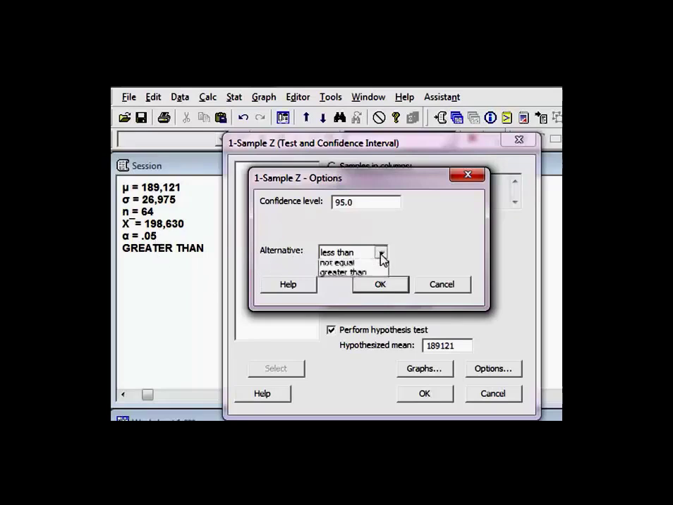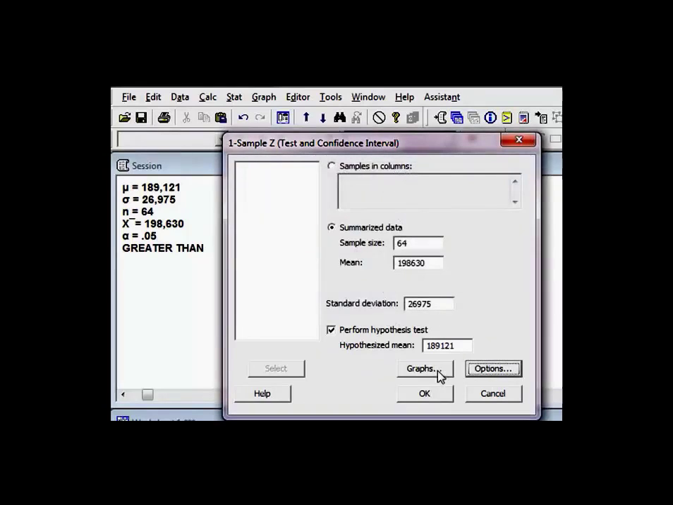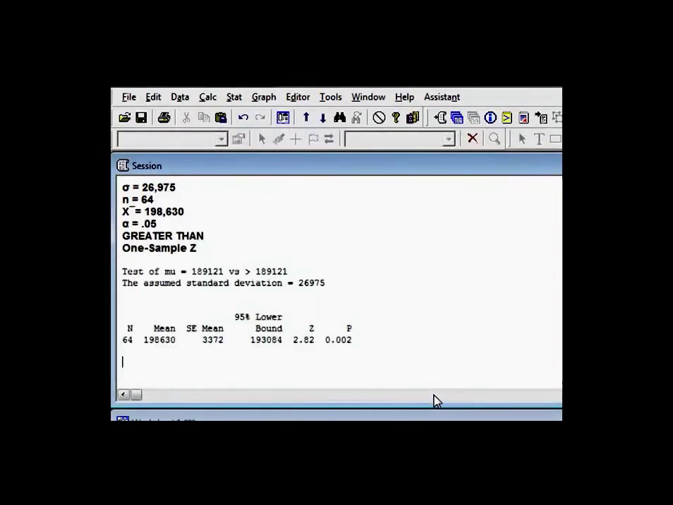And then I have to pick my alternative. This is the symbol out of your alternative, or HA, in your hypothesis test. And I said that they wanted to test because they believed that the average cost of operating a TARDIS was greater than, and so I want to select greater than. I'm going to say OK. I've got everything I need, and I'm going to hit OK. Minitab thinks for a second, and ta-da!